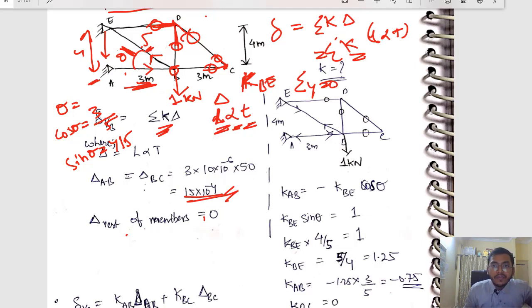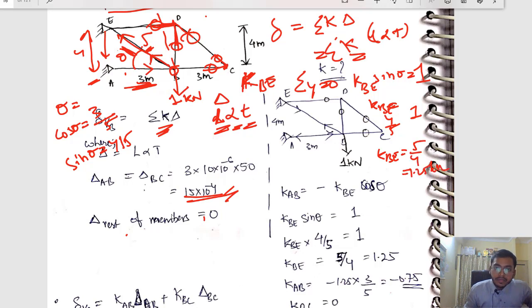So just using these two, you can find out what will be the component of BE along the y-axis. That will be KBE sin theta. So KBE sin theta is equal to how much? It should be 1 kilonewton. So KBE is nothing but, sin theta was 4 by 5, right? So if you send 4 by 5 to this side, what will you get? KBE is equal to 5 by 4 or 1.25 kilonewton. That's it. I got the KBE value, and I had assumed the direction as tension and it is correct.